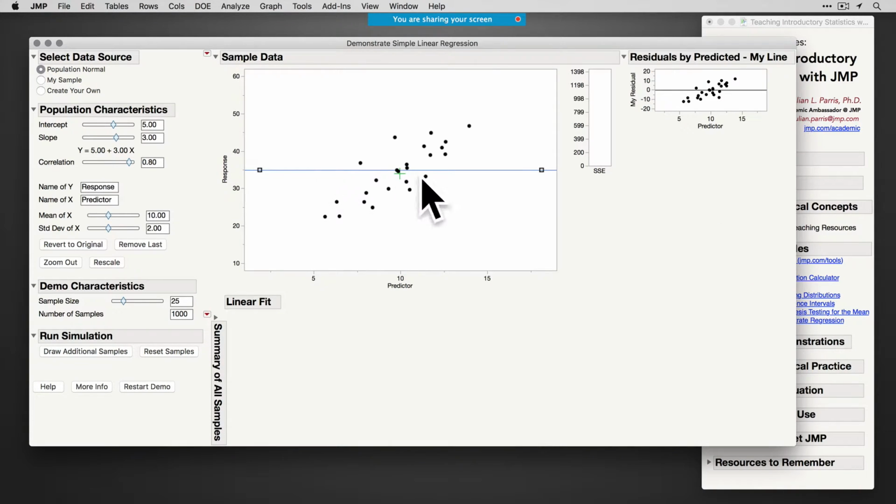And what that gives them is this blue bar with handles. That's what the little dots are. And they can move this line around by grabbing the handles.